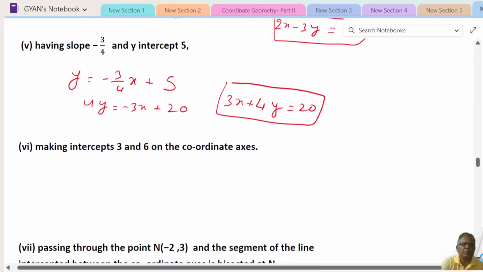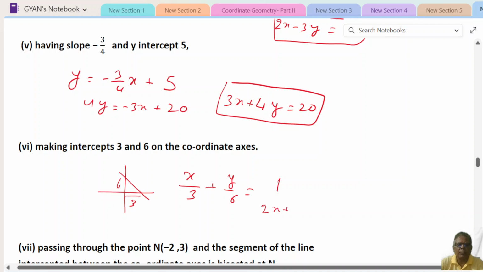Now, making intercepts 3 and 6 on the coordinate axes. So this is making 6 and this is 3. So x by 3 plus y by 6 is equal to 1. You take the LCM, which is 6. So 2x plus y divided by 6 is equal to 1. That means 2x plus y is equal to 6, which is the answer.